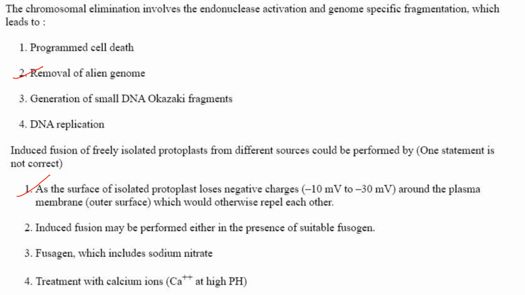Then next one. Induced fusion of freely isolated protoplasts from different sources could be performed by. One statement is not correct. As the surface of isolated protoplast loses negative charge around the plasma membrane, which would otherwise repel each other. That itself is the correct answer. Answer is option 1. Induced fusion may be performed either in the presence of a suitable fusogen. That's correct. Fusogen may include sodium nitrate, yes, or treatment with calcium ions at high pH. That's also correct. So statement 1 is not the right answer.